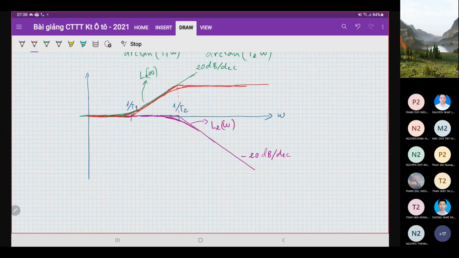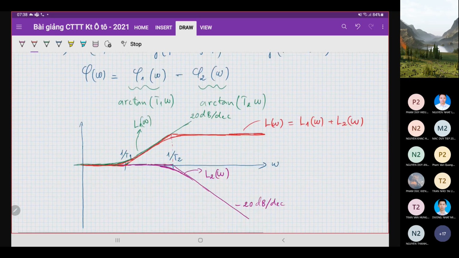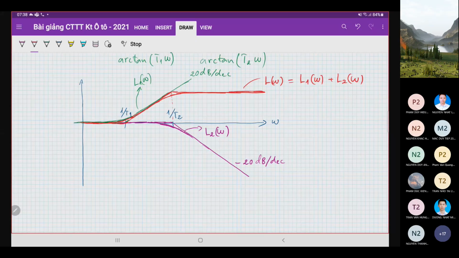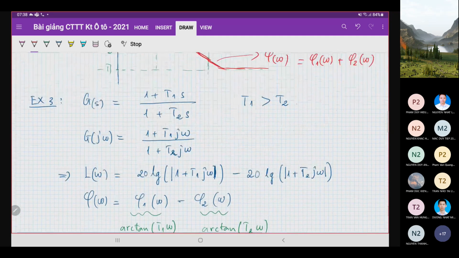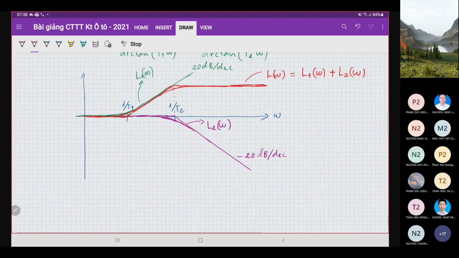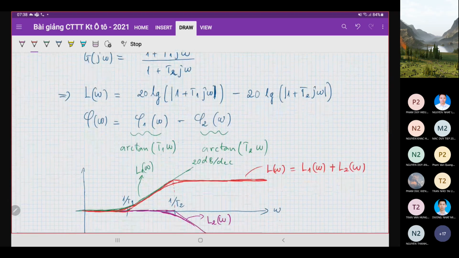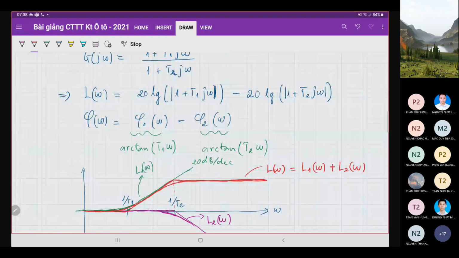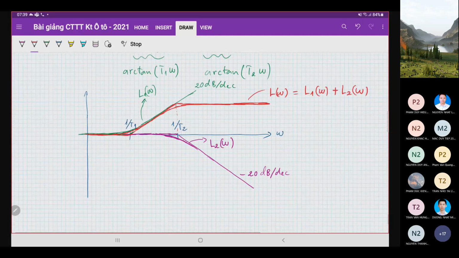So this will be L omega equal to L1 omega plus L2 omega, right? Sorry, plus L2 omega. Because L2 omega is the minus 20 logarithm of 1 plus T2 j omega.